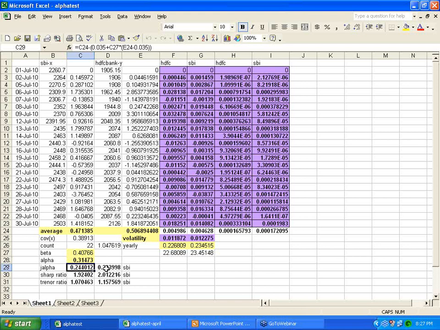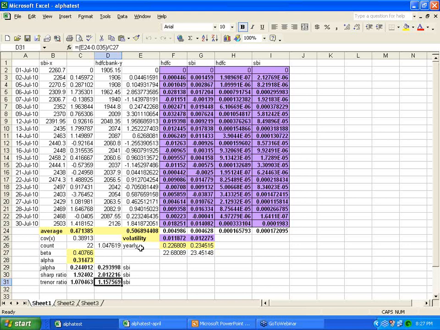So Jensen's alpha for State Bank of India, this plot. Jensen's alpha for HDFC Bank. Sharpe ratio for State Bank of India, Sharpe ratio for HDFC Bank, Treynor ratio for State Bank of India, and Treynor ratio of HDFC Bank. This is what we have calculated, and based on that we have to make a choice.